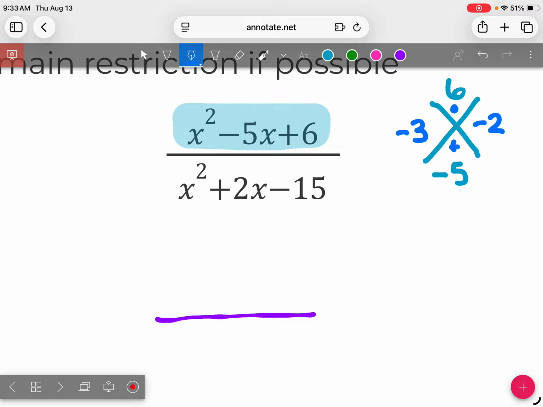I can go straight into my factored form here because we have our a value of 1. So I don't have to do full factoring by grouping. I don't have to do anything crazy like that. We can take the shortcut method where we're going to have our x with our minus 3 and our x with our minus 2. Just going to make my fraction a smidge longer.